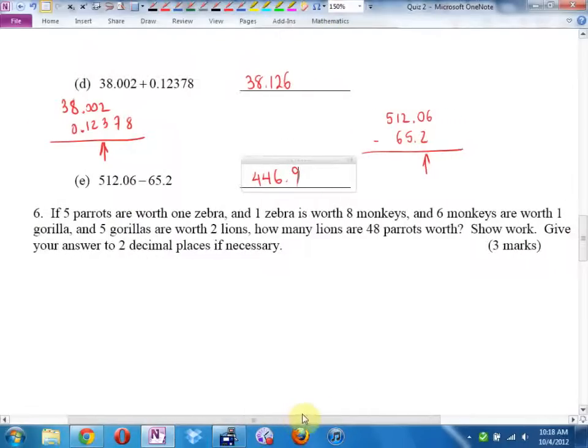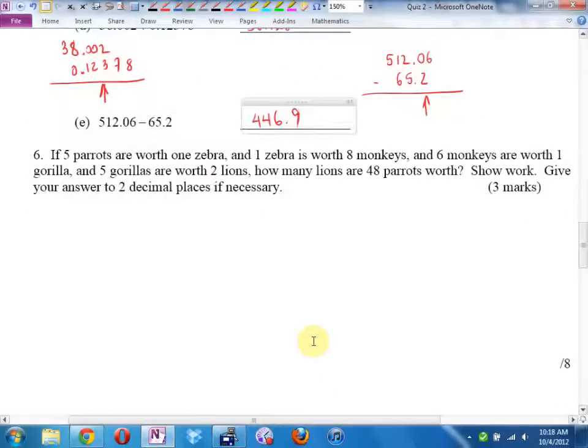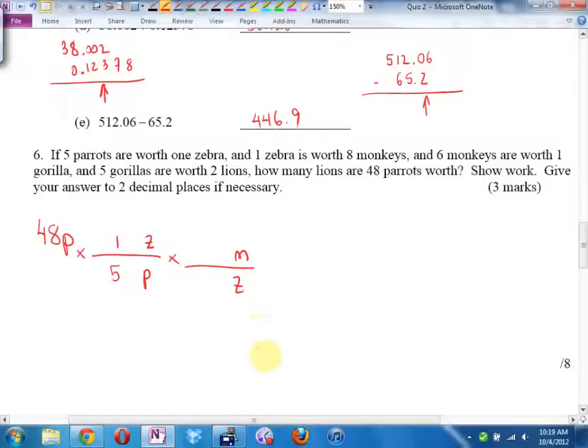Let's do some zookeeping here. We want to change 48 parrots into lions. Let's see. Well, I want parrots on the bottom, and they first compare parrots and zebras, so I can use that. And apparently 5 of those is one of those. I want to get rid of zebras. I mean, who wants zebras? And I go to monkeys, and apparently 1 zebra is 8 monkeys.